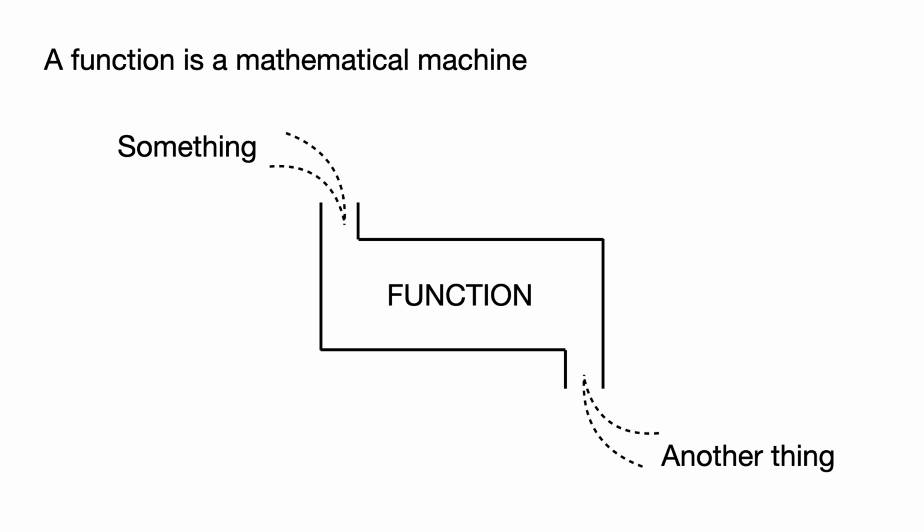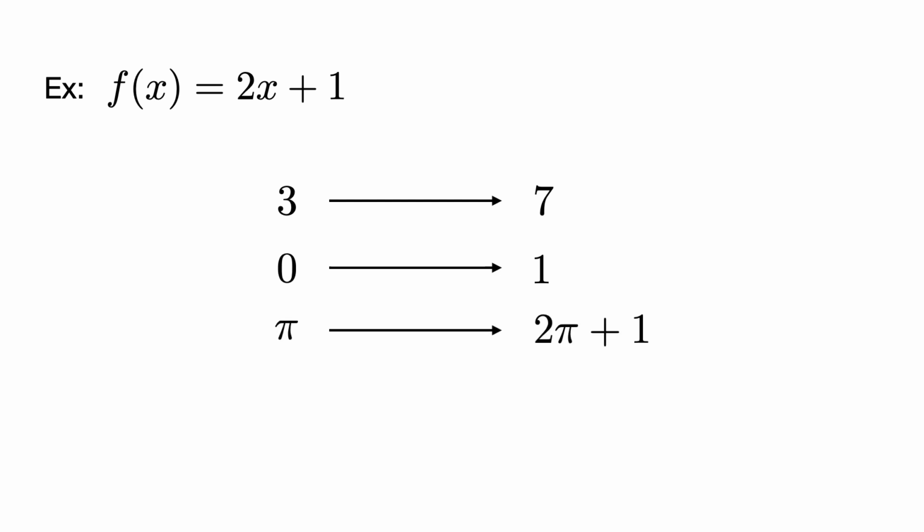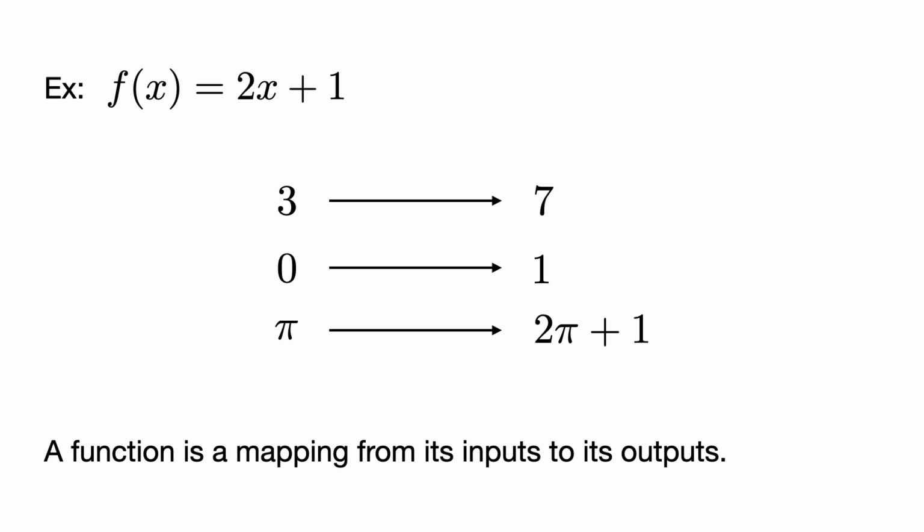A function is a mathematical machine. Something goes in, the function grinds on that thing, and outputs another thing. Here's an example. The function is f of x is equal to 2x plus 1. In this case, if we input 3, it outputs 7. If we input 0, it outputs 1. If we input pi, it outputs 2 pi plus 1. We input these things on the left, and the function outputs these things on the right. So a function is a mapping from its inputs to its outputs.